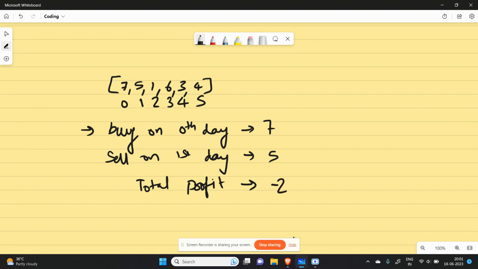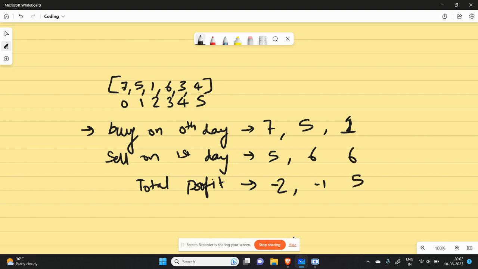Similarly, let's say I buy at index 1 at value 5 and I try to sell it on third day, and on third day the value of the stock is 6. So the total profit I would make is minus 1. And let's say I decided to buy on second day at price 1 and I'm planning to sell it on third day. Okay, that is it. So the total profit I would make here is 5.